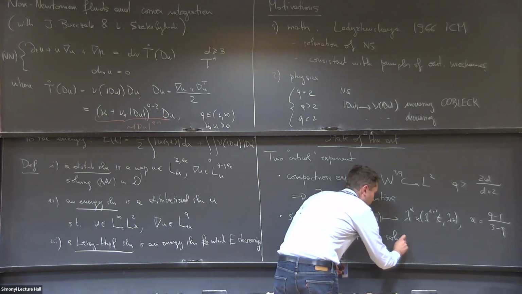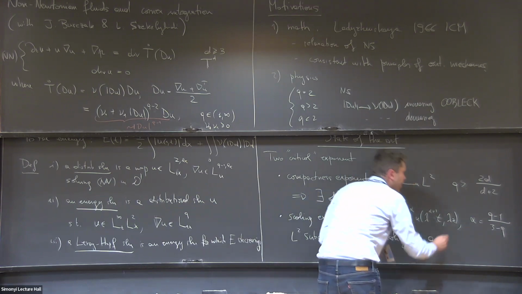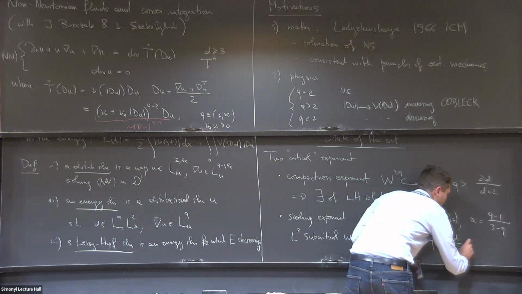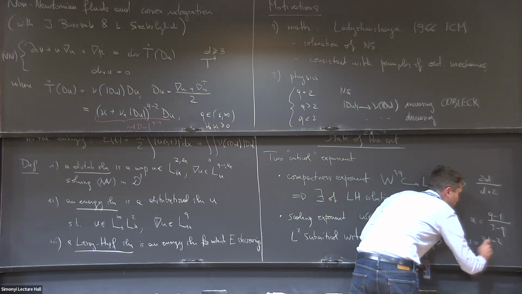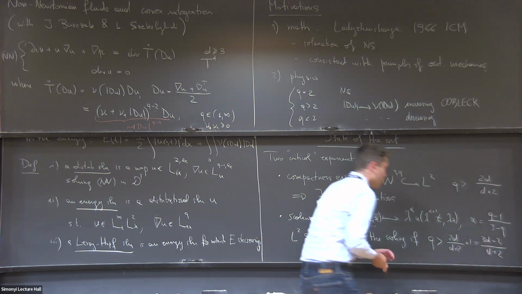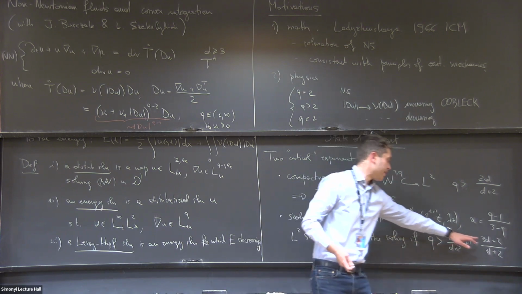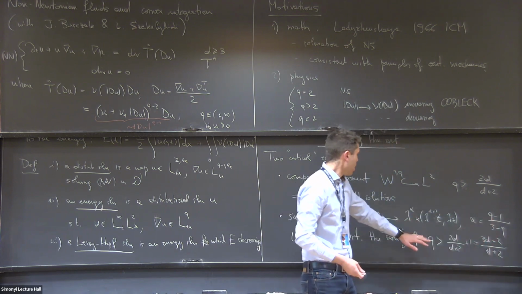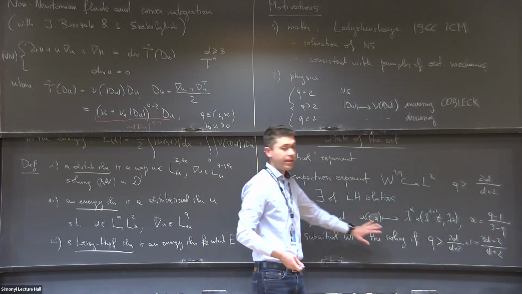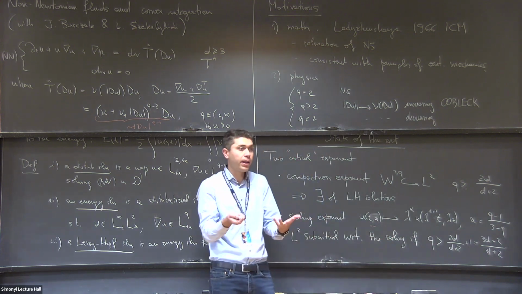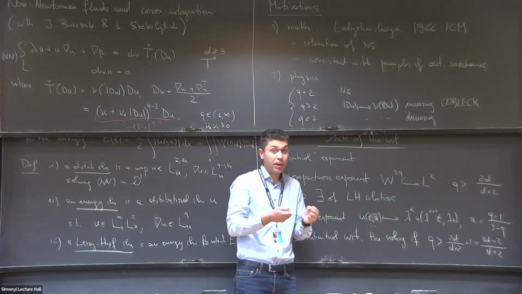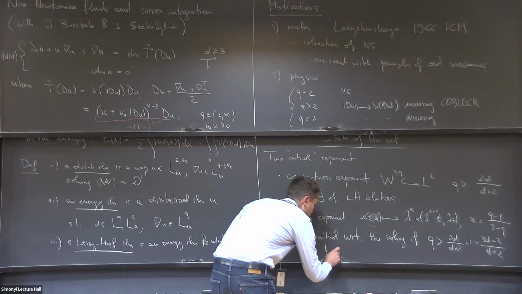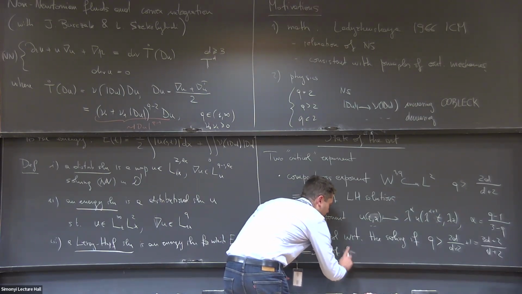And this happens if Q is bigger than this plus 1. So 2D divided by D plus 2 plus 1, which is 3D plus 2 divided by D plus 2. Okay, so for instance in dimension 3, this is 11/5. So for Q bigger than that, L2 is subcritical. And then you can expect that in this subcritical regime, you have not only existence, but uniqueness of solution. So you have well-posedness of the theory. In fact, this is what has been proven. So this is uniqueness of solutions, of, let's say, Ladyzhenskaya solutions.